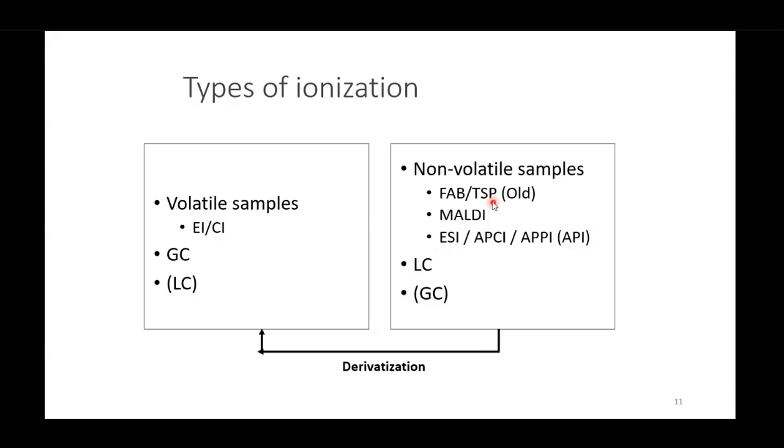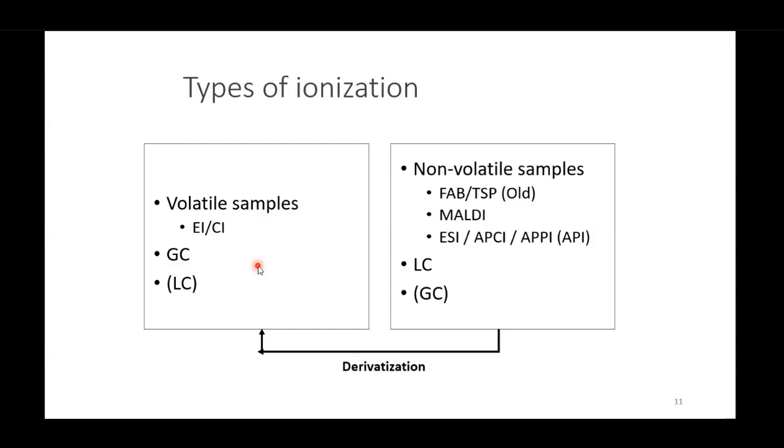Of course, there is another technique where you can convert non-volatiles into volatiles by chemical derivatization. So the compound becomes volatile, and you can analyze it by GC or GCMS. Some compounds like fatty acids can be converted into their methyl esters, and they become volatile and can be analyzed by GCMS. So ionization is the most important thing in mass spectrometry.